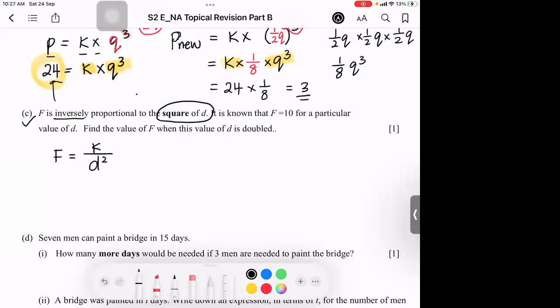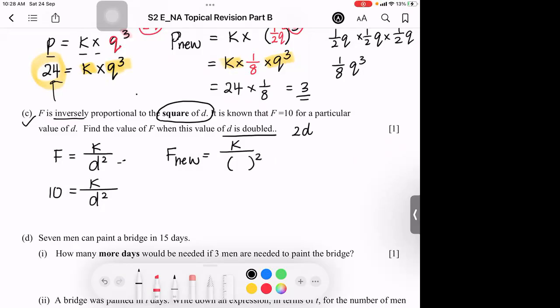D square. It is known that F equals to 10 for a particular value of D. So still D square, I do not know. Okay, find the value of F. So I want the new value of F when the value of D is double. D is double, meaning 2 times of D, right? D times 2. So F equals to K over, follow the pattern over here, D square.